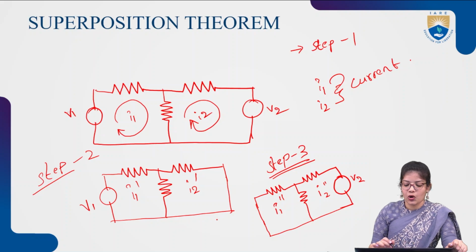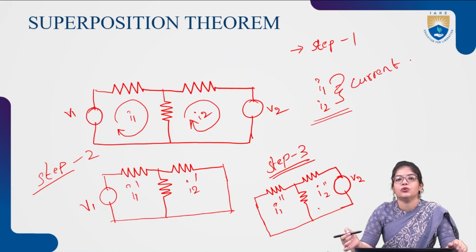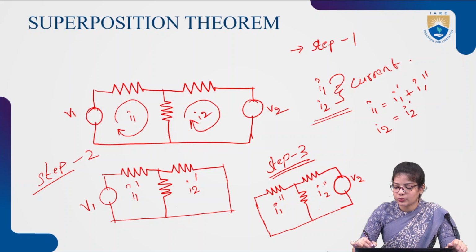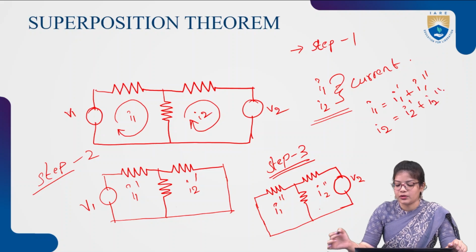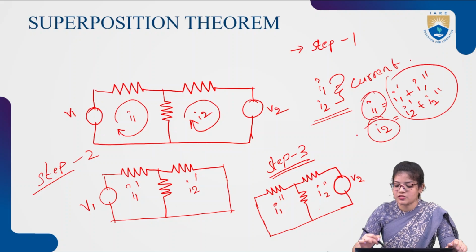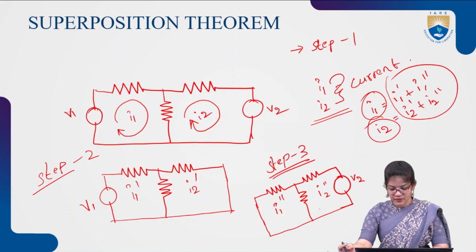After calculating all these three steps, for the first step we will have the values of I1 and I2. The step 2 values and step 3 values should add up to the first step values. That means I1 should be equal to I1 dash plus I1 double dash, and I2 should be equal to I2 dash plus I2 double dash. So all these values should be equal to the first values. In this way we have to solve the superposition theorem.